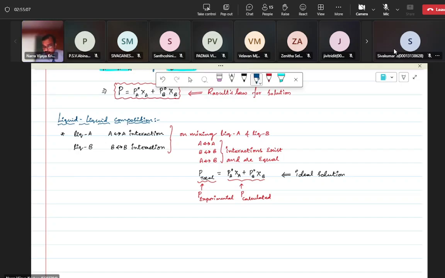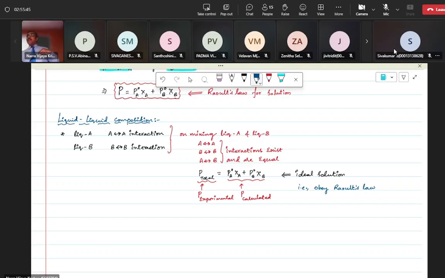Means ideal solutions obey Raoult's law perfectly. If there is any deviation between these three interactions, then the formula fails. When the formula fails, it is a non-ideal solution. Non-ideal solutions do not obey it.